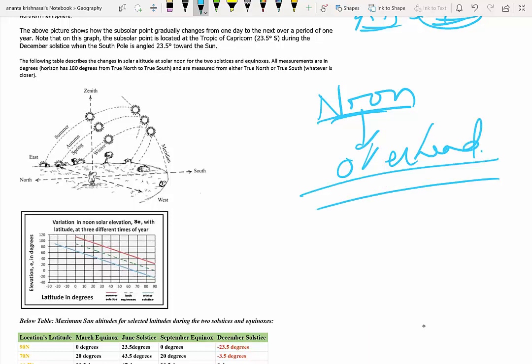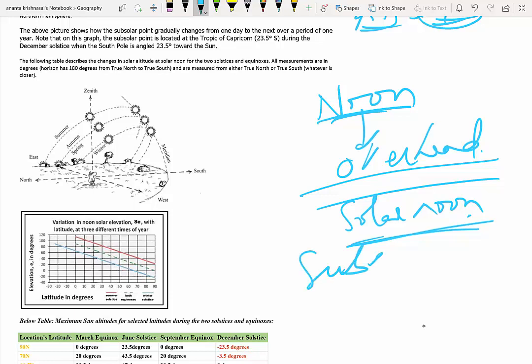Whenever the sun is overhead at a particular solar noon, that particular point is called the subsolar point. I repeat, the location on the surface of the earth where the sun is directly overhead at any solar noon is known as the subsolar point. Now if I take into consideration the two equinoxes, you find that the subsolar point occurs on the equator during the two equinoxes.